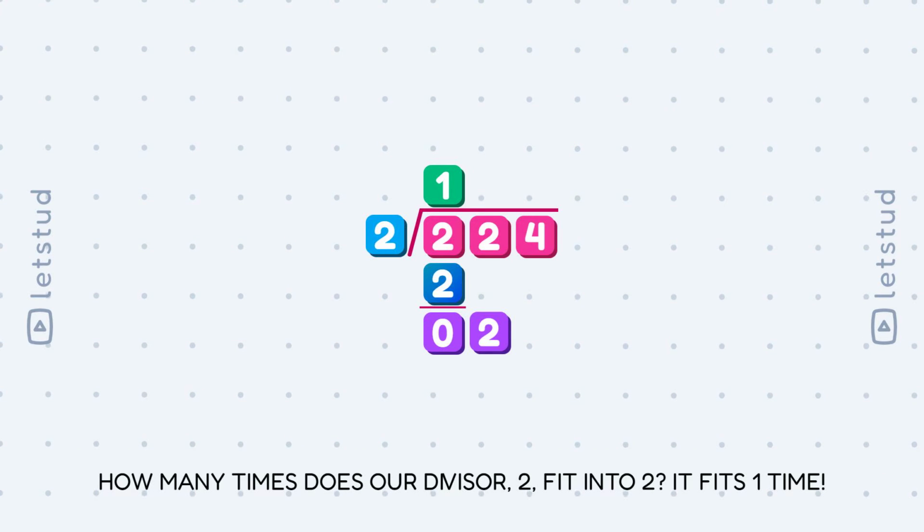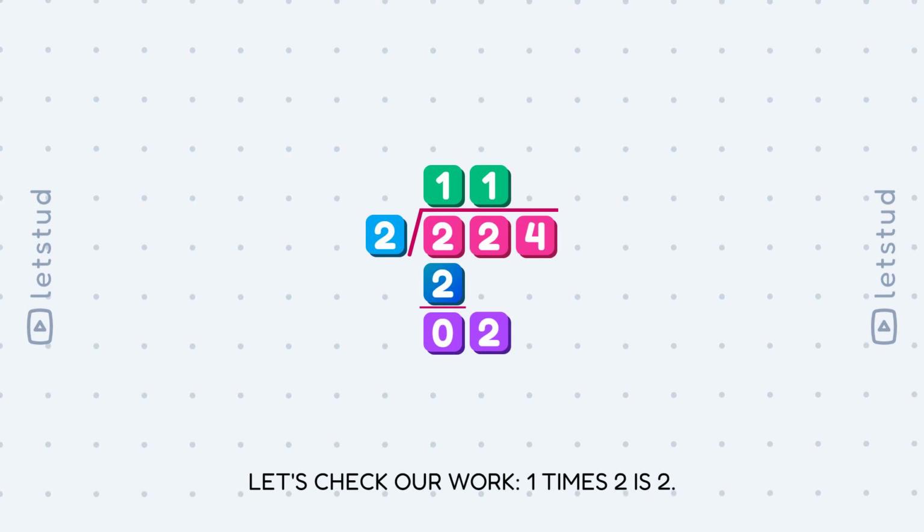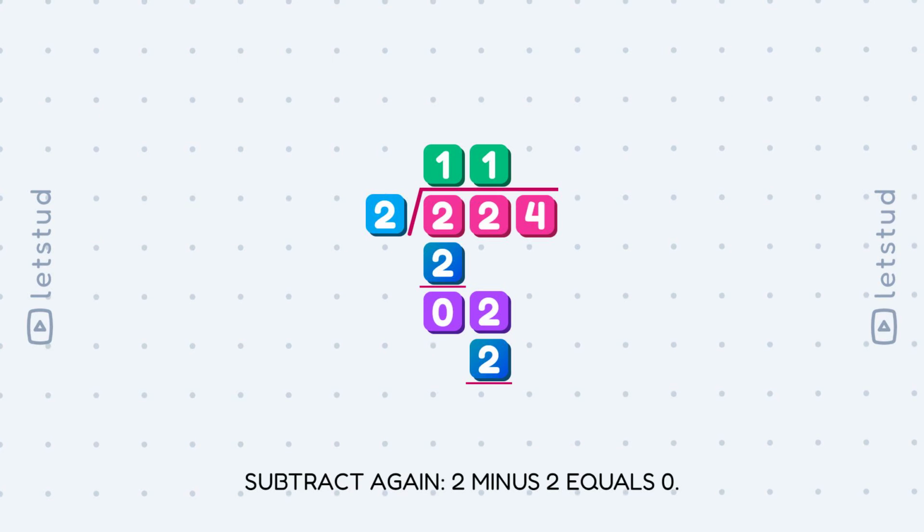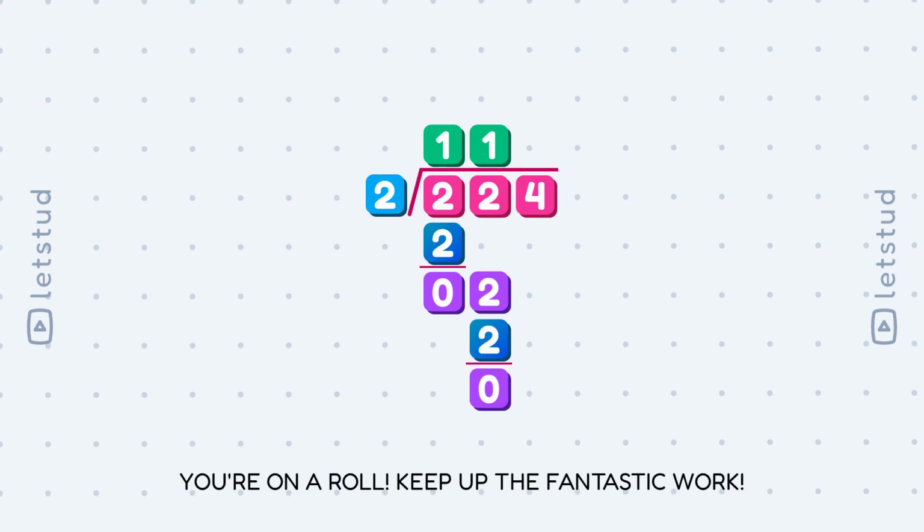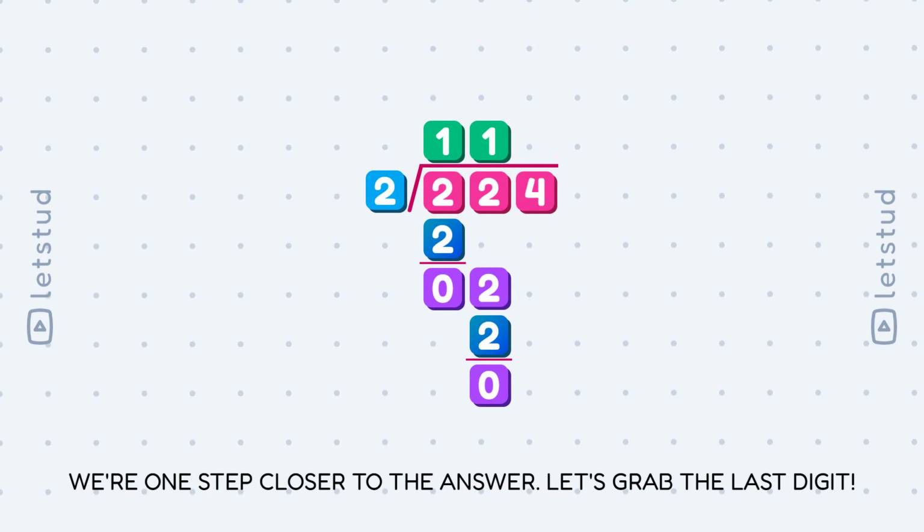How many times does our divisor 2 fit into 2? It fits 1 time. Let's check our work. 1 times 2 is 2. Subtract again. 2 minus 2 equals 0. You're on a roll. Keep up the fantastic work. We're one step closer to the answer.